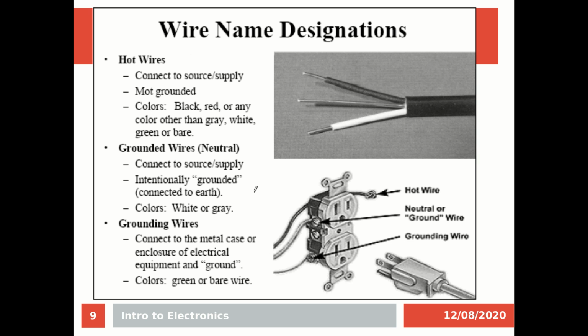Now, wire naming. For the wire names, there is a standard. For the hot wire, there are three wires coming from outside. One wire is any color other than gray, white, or green. This is coming directly from the source, and the other one returns after the load. This is the grounded wire, and there is a grounding wire which is connected to the ground, or the enclosure of the electrical equipment. This is to dissipate any electric field or electrical leakage.